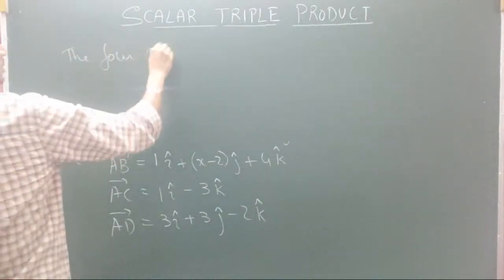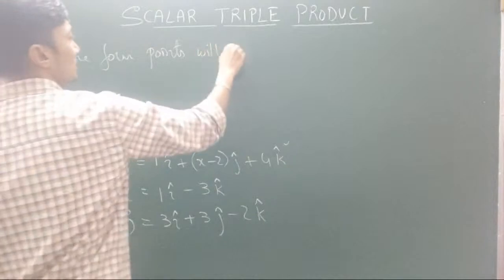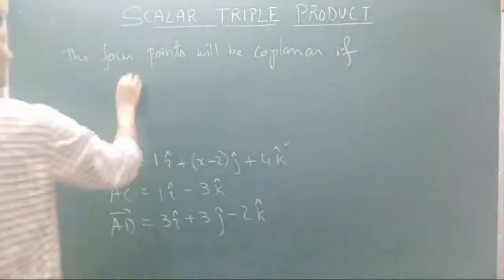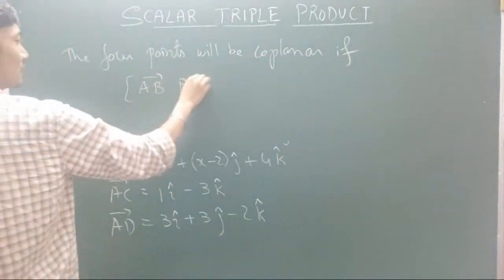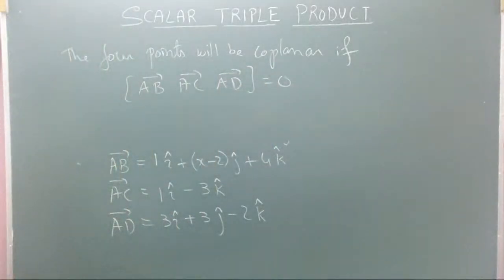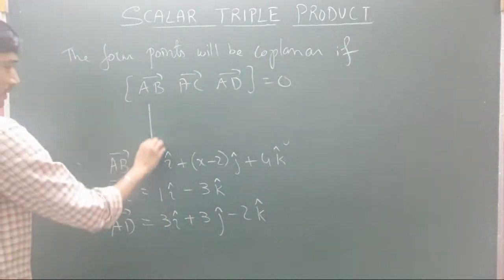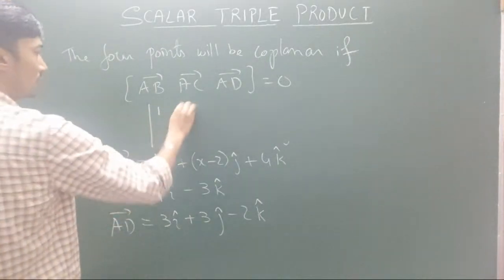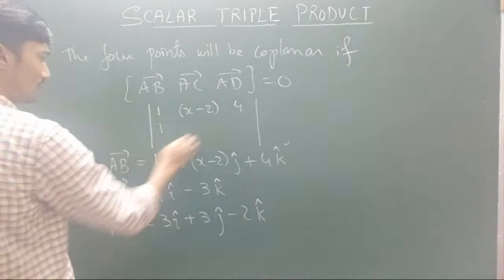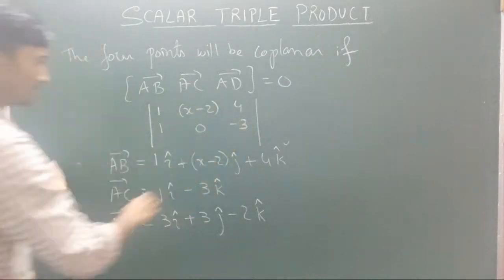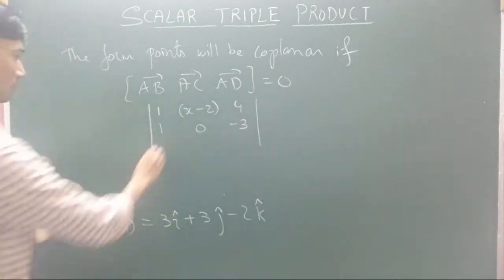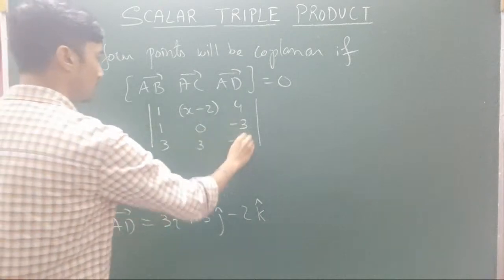The 4 points will be coplanar if their scalar triple product is 0. Let me just try to fit in here. The determinant has rows 1, x minus 2, 4; 1, 0, minus 3; 3, 3, minus 2.